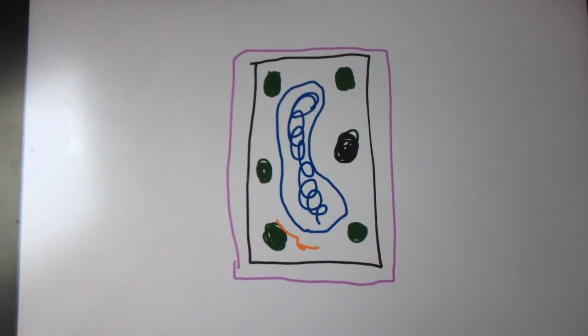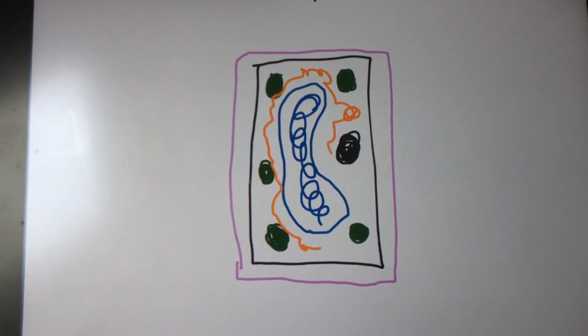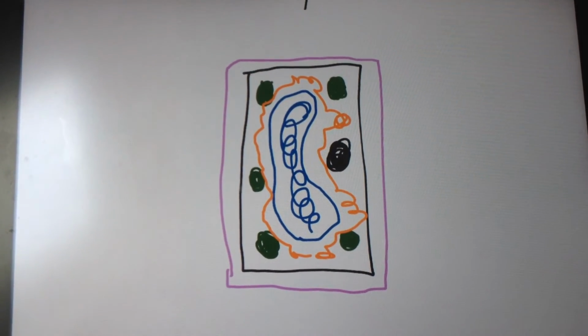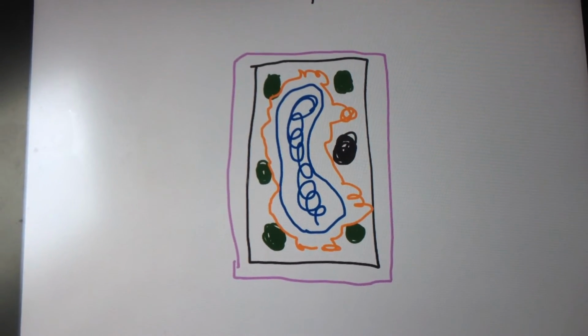Just like the animal cell, the plant cell contains cytoplasm, which has the same use in this cell as in the animal cell. Now we'll go on to the third cell, also known as the fungi cell.